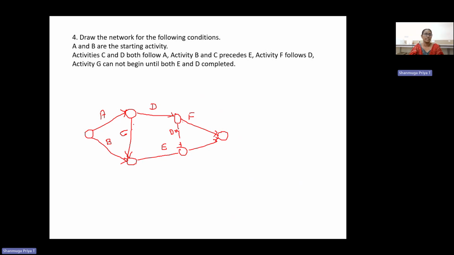F follows activity D. G cannot begin until then. We can make the node numbers in succeeding order. We can make it. So here, okay. So G. So this is the complete network.